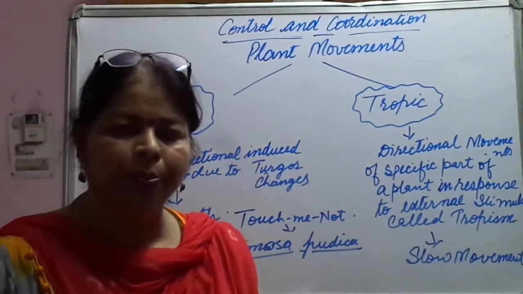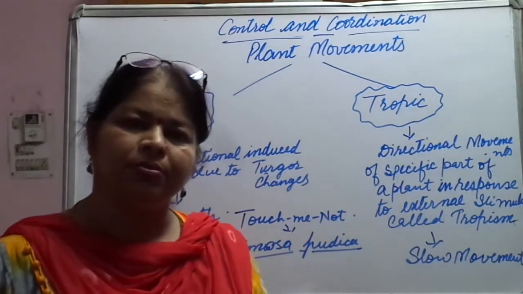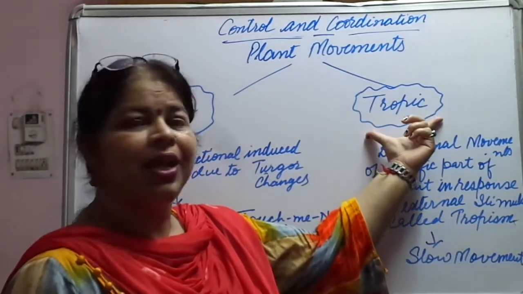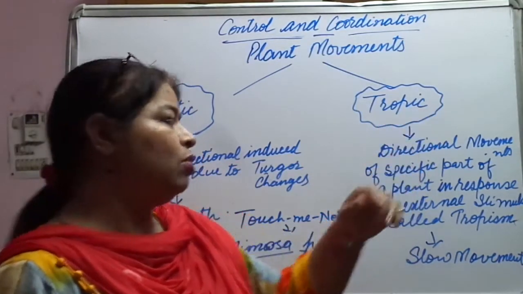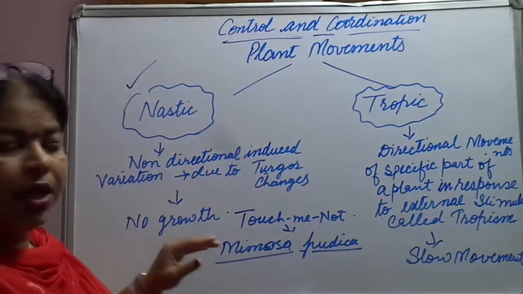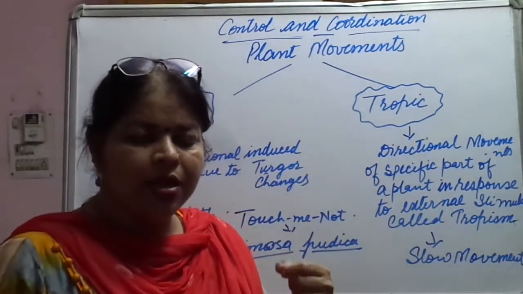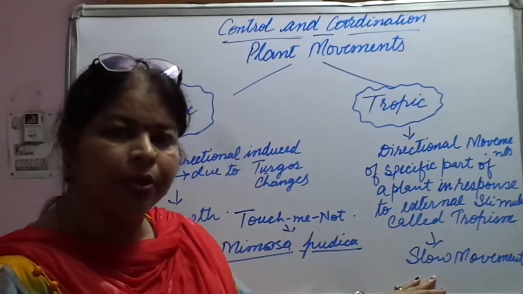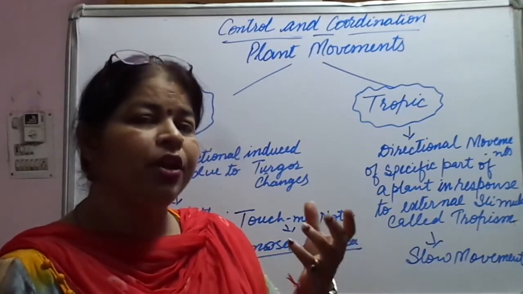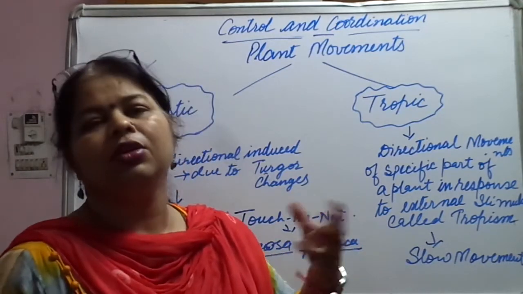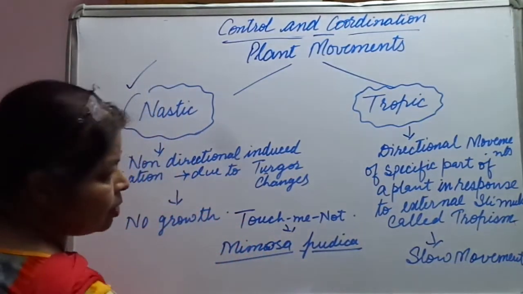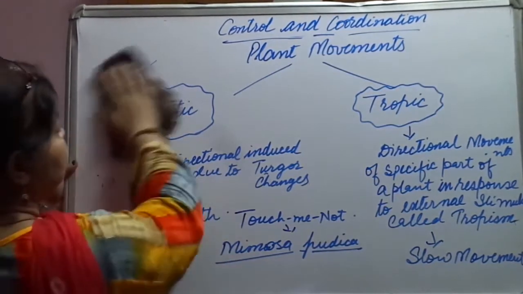What do we call them? Tropic movements, and the phenomenon is known as tropism. Fine. These movements are very slow as compared to the nastic movement. If you touch the leaves, they quickly curl inside. But tropic movements are very slow, because they are according to the stimuli, showing very little growth, a slow process, taking place slowly. Now let us discuss tropic movements in detail.